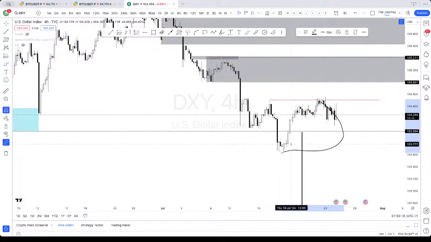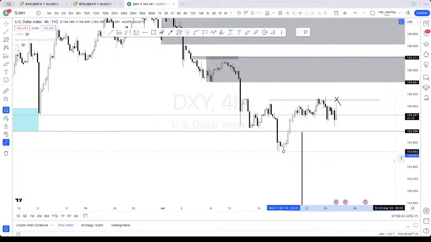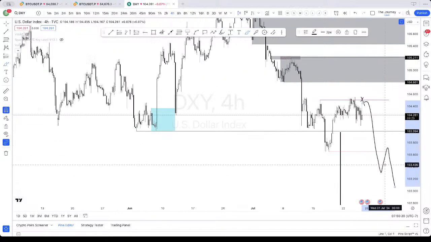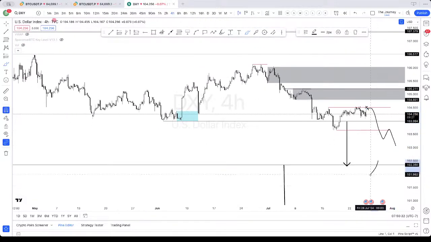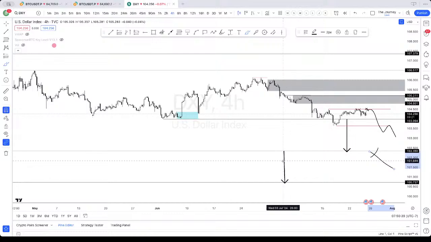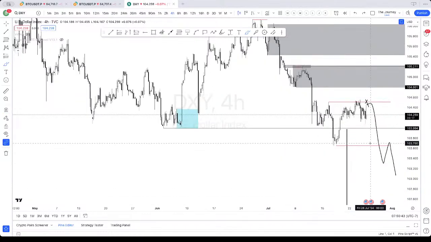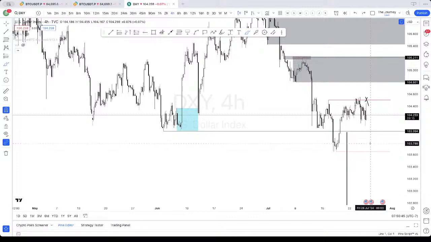And if that happens, so if this SFPs and then returns to the low that created it, and breaks that low, well, then I would say that answer is definitely clear. I would say that's definitely clear that we're going to go down there. And after that, we is $100. So cool. I think that's all I got on DXY.